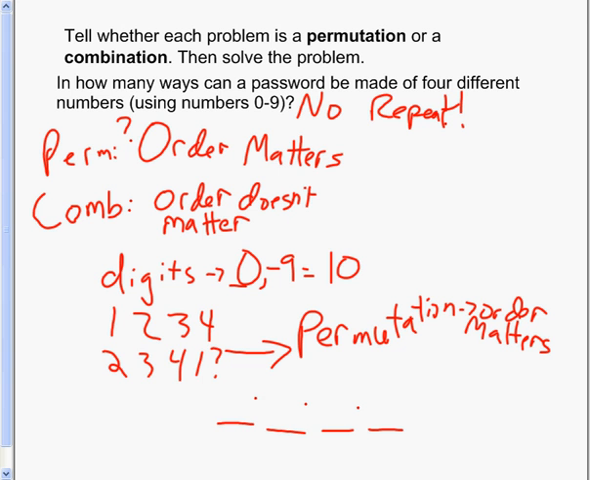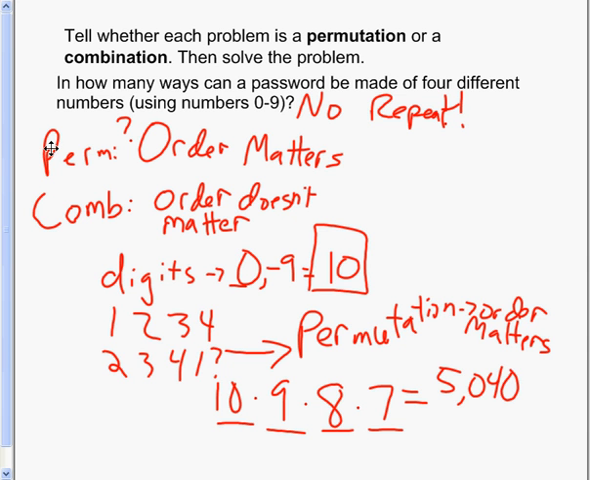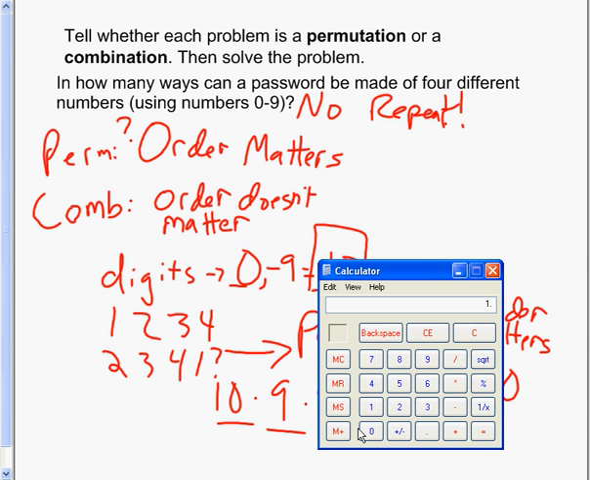So again, digits, we have 10 options, because 0 through 9 are 10 different numbers for our first option. After we've chosen one number, we have 9 left for the second, 8 for the third, and 7 left for the fourth. Multiplying this out, we're going to get 5,040 different ways. Double checking that, we've got 10 times 9 times 8 times 7. That gives me 5,040.